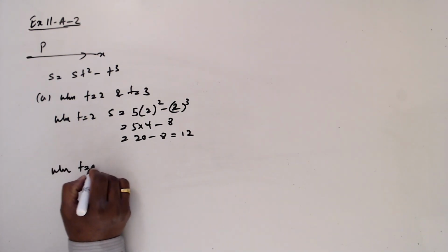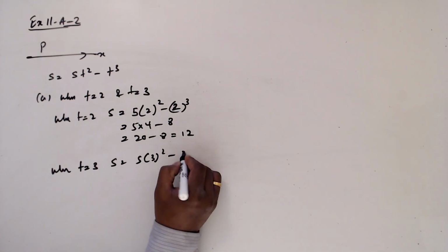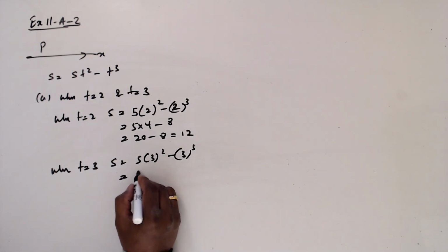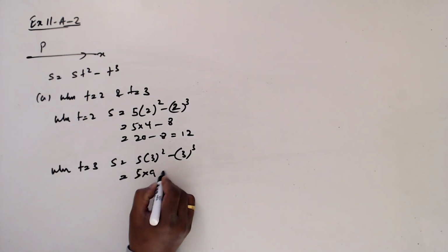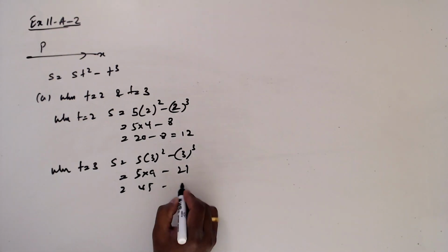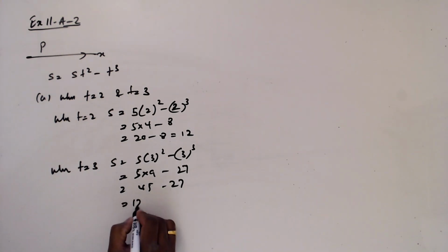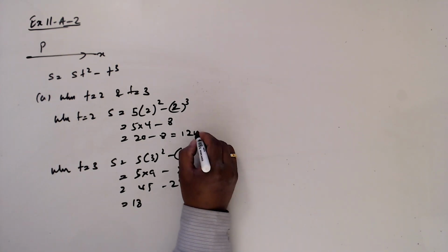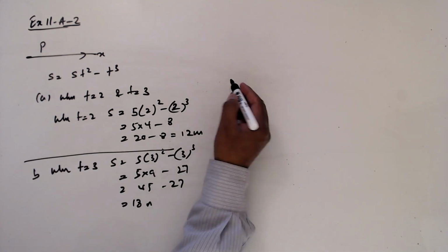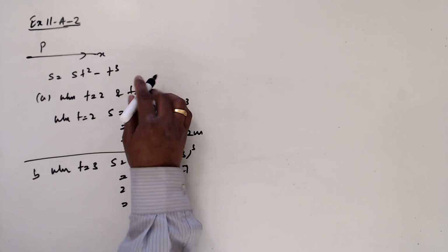When T equals 3, S equals 5 times 3 squared minus 3 cubed. So this is 5 times 9 minus 27, so this is 18 meters. Actually, this is part B. So part A is when T equals 2 and T equals 4.